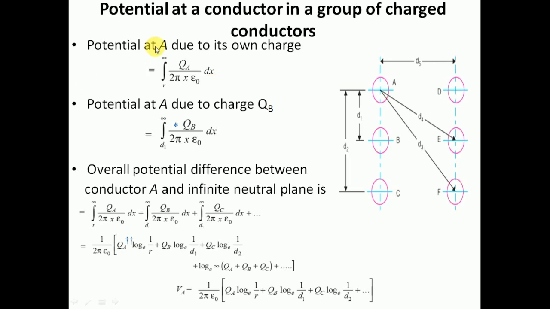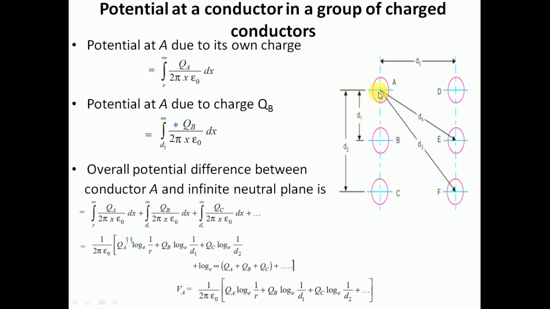This one we have just derived, that is the integral from r to infinity of Qa by 2 pi epsilon 0 x dx. Next we will find out the potential at point A due to the charge which is flowing through conductor B, that is Qb. This is very similar to the external flux linkage which we considered during the study of inductance of transmission lines. We won't take into consideration the electric flux which exists in between.